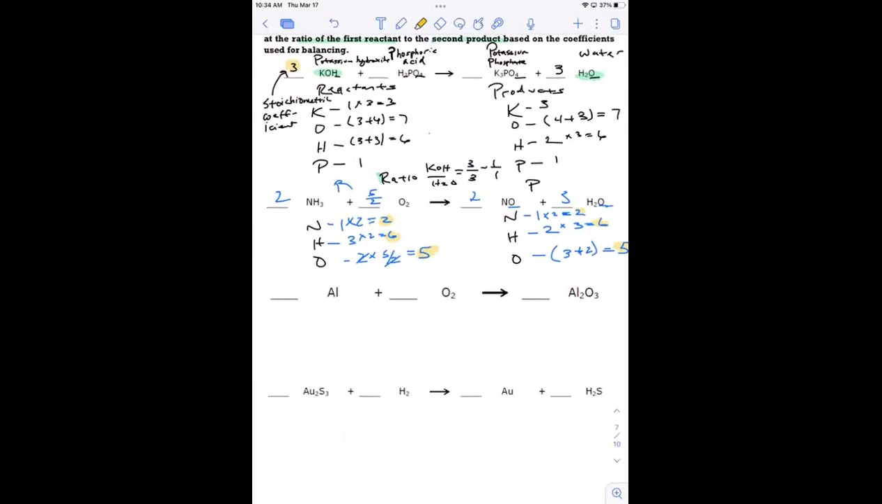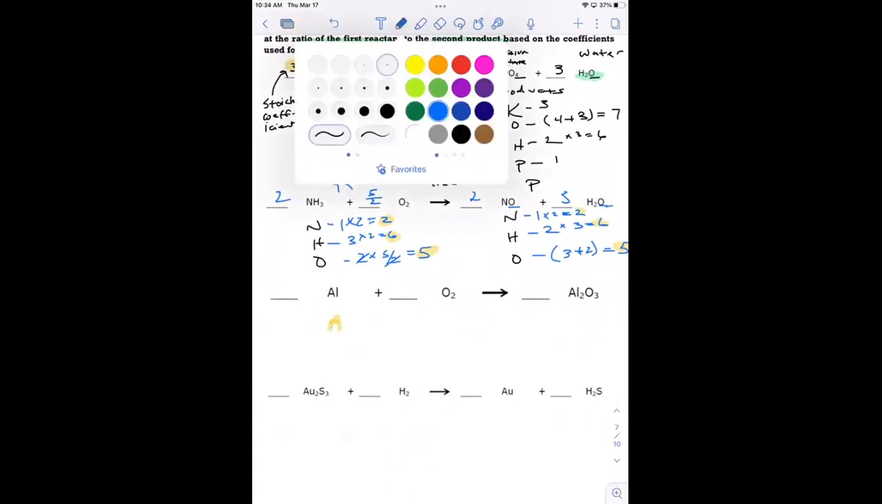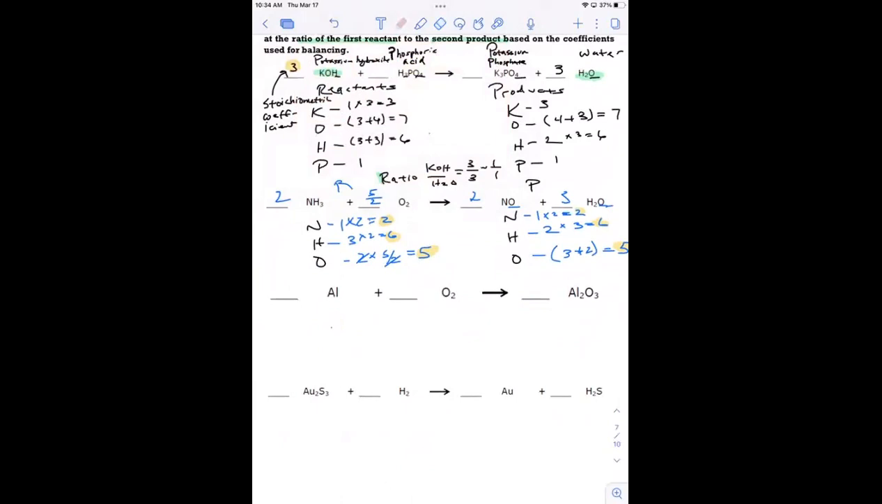We have aluminum plus oxygen gas giving us aluminum oxide, right? And for this one, let's go ahead and, so we got 2 aluminums. One aluminum, 2 oxygens. And over here, we got 2 aluminums and 3 oxygens. What number could we kind of have in common with both sides that we could get to? What do you think?